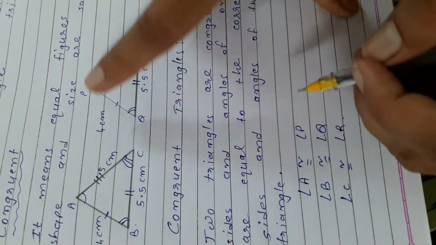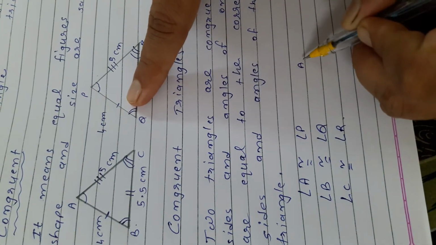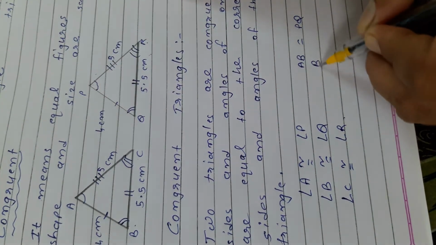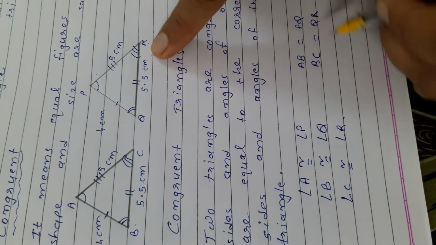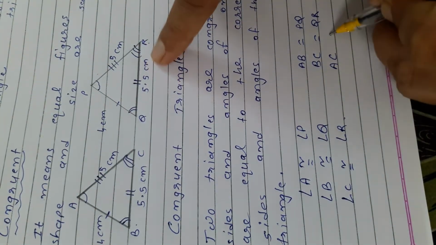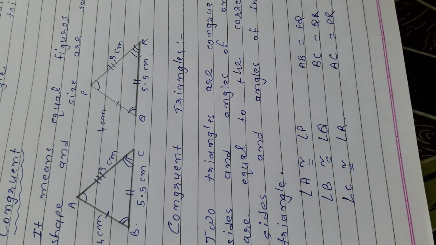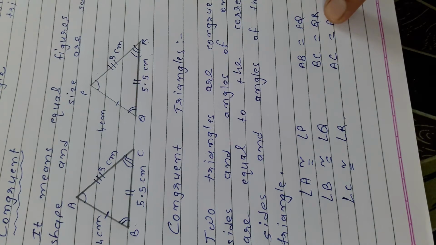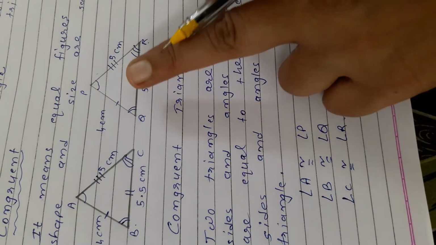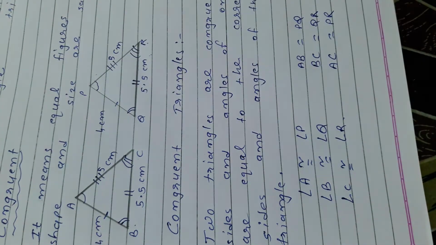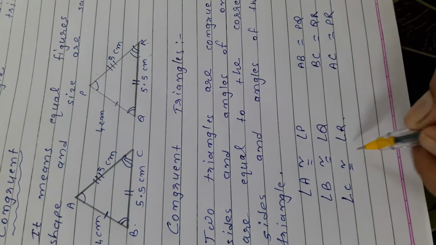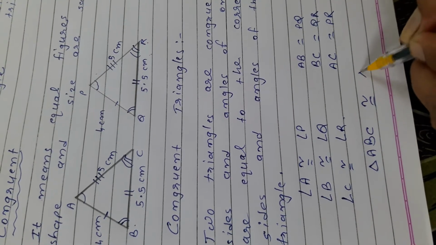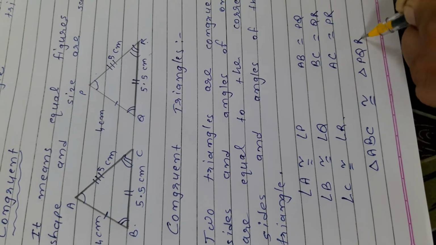And AB congruent to PQ. AB same as PQ. BC same as QR. And AC same as PR. So corresponding angles and corresponding sides are the same. So we can say that both the triangles are congruent. In symbols we write that triangle ABC is congruent to triangle PQR.